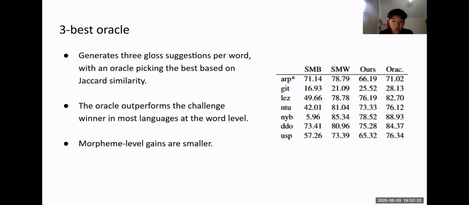Essentially, we knew that our system would perform better. It would be enhanced if there was a sort of function of oversight. That's what the three-best Oracle system provides for GPT-4. We found that this Oracle system outperforms the challenge winner in more than half of the languages at the word level. However, at morpheme levels, the gains were a little bit smaller because, especially in complex languages, we were limited in the morphological analysis. But overall, having that ability of oversight and having the ability for that Oracle system to pick the best gloss instead of the first gloss that GPT-4 generated showed even better results, and it was very promising.